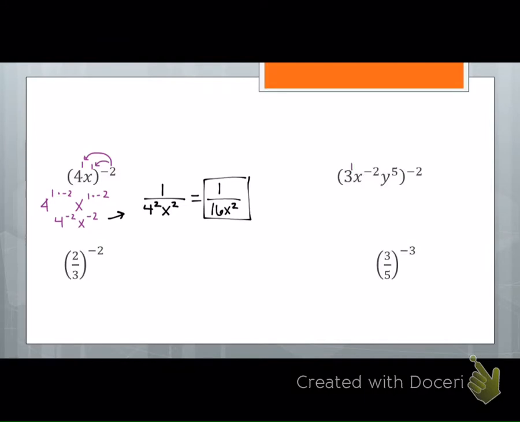Okay, we have a 1 on the 3. So we give this to everything. When you do an exponent to an exponent, you multiply. So I have 3 to the 1 times negative 2, x to the negative 2 times negative 2, and y to the 5 times negative 2. So I have 3 to the negative second, x to the positive 4th, y to the negative 10th.